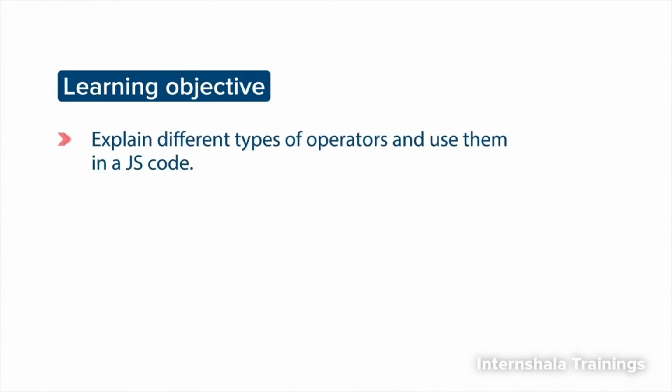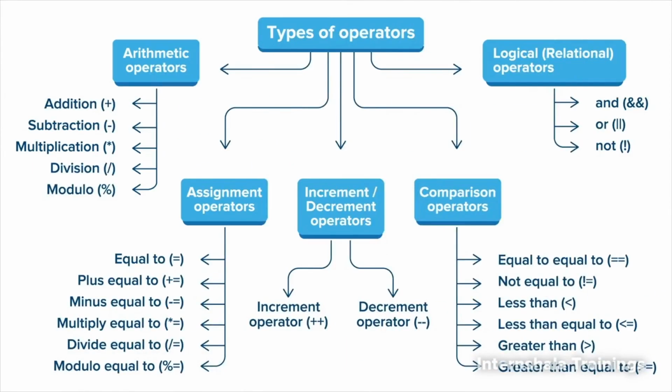After going through this video, you will be able to explain the different types of operators and use them in a JS code. Hi, welcome back. Remember we discussed these 5 operators in the PHP module: arithmetic operators, assignment operators, increment-decrement operators, comparison operators, and logical operators. All these operators work in exactly the same way in case of JavaScript.